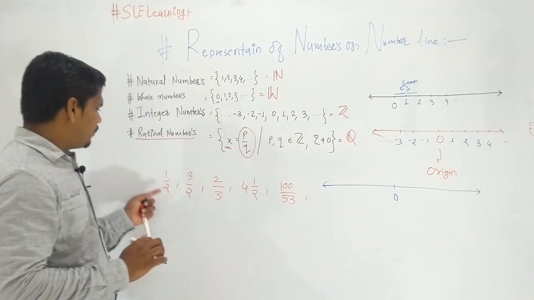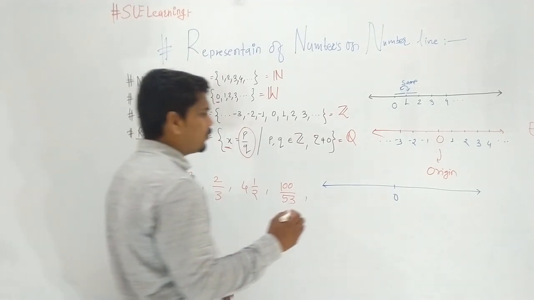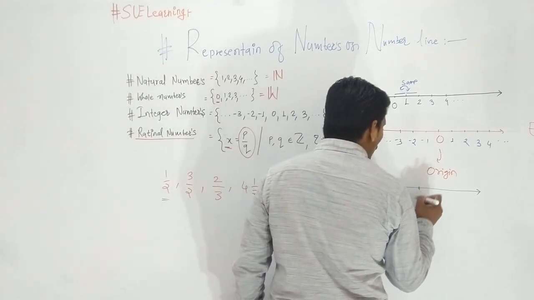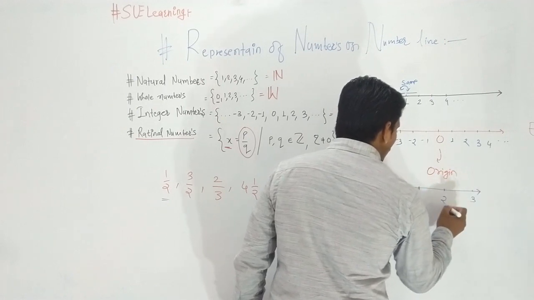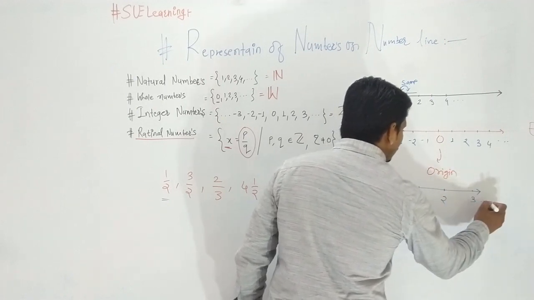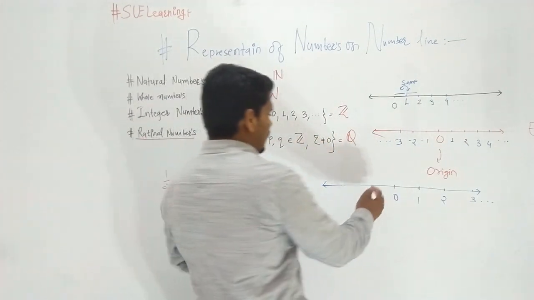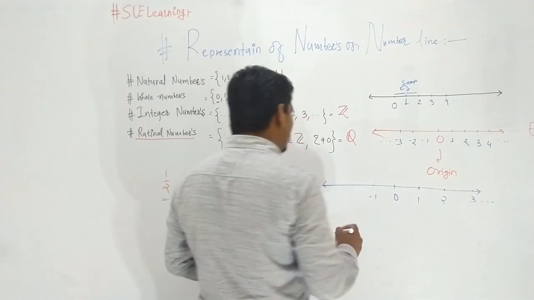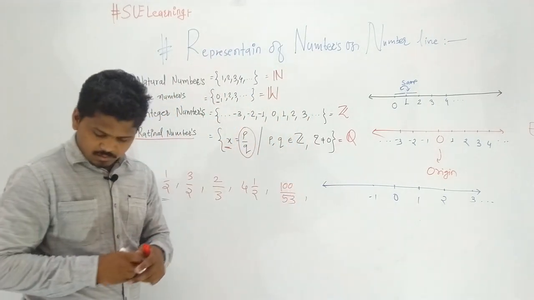Now look here, 1 by 2. 1 by 2 is nothing but exactly half of your 1. Therefore, you will require only 0 and 1 to plot it, okay? Then I will just go to 2. This is your 3, okay? 2, 1, and so on. Now there are no negative numbers, therefore we will not require the left hand side, okay? Then also I am plotting this number. These are nothing but your integers.